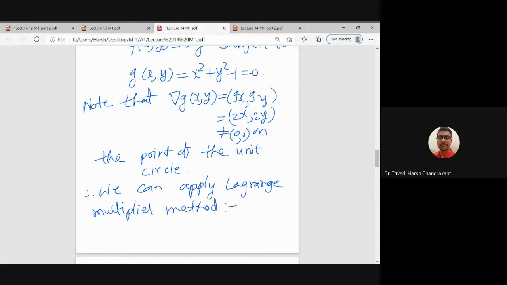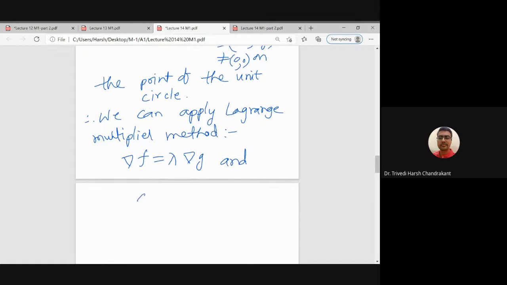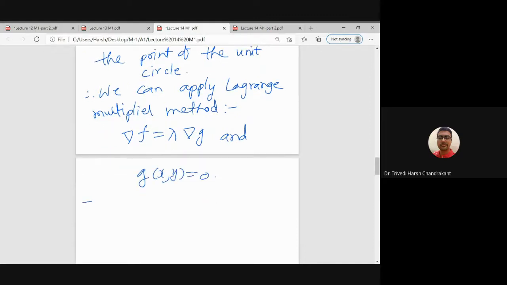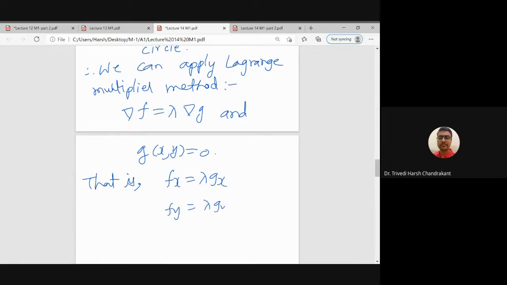So what is the Lagrange multiplier method? We know that we need to find all the points (x, y) such that the gradient of f is lambda times the gradient of g, and another equation we have is g(x, y) equals 0. So our equations are: f_x equals lambda g_x, f_y equals lambda g_y, and g(x, y) equals 0.